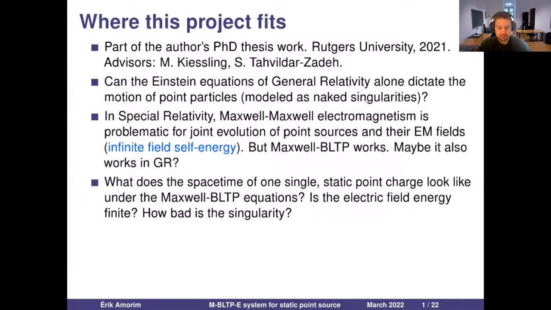Specifically now talking about charged particles. So in special relativity, what I'm going to be calling Maxwell electromagnetism, that's just the usual Maxwell equations, let's say. It turns out they are actually problematic if you want to consider the joint evolution of both the positions of the particles and the electromagnetic fields, essentially because of something called the infinite self-energy problem, namely that if you calculate the energy in the electromagnetic field generated by a particle at the location of the particle itself, it's infinite. So if you want to formulate a well-posed evolution problem for the particles in special relativity using the usual Maxwell equations, you cannot do that unless you do some renormalization procedures, which are not so universally accepted, let's say.